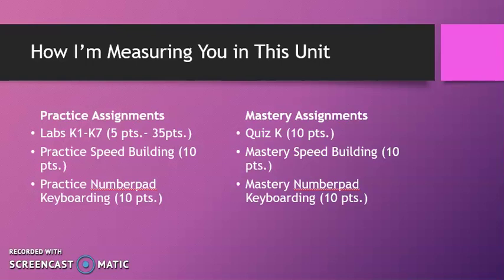in our practice assignments. As for mastery assignments, students will have a quiz of 10 questions worth 10 points. They'll be doing their mastery speed building, which all that is I'll take their practice score and see how much of a change they had and compare the two. And then their mastery number pad keyboarding, we're going to play grocery supermarket, in which the students will have to ring me up with different amounts of prices and then give me a total at the end.